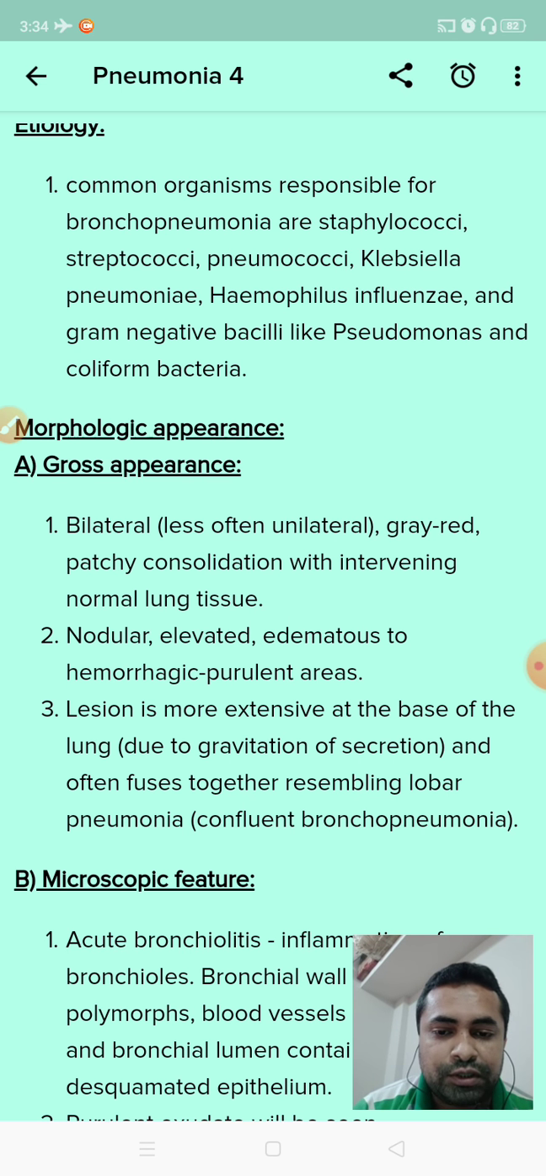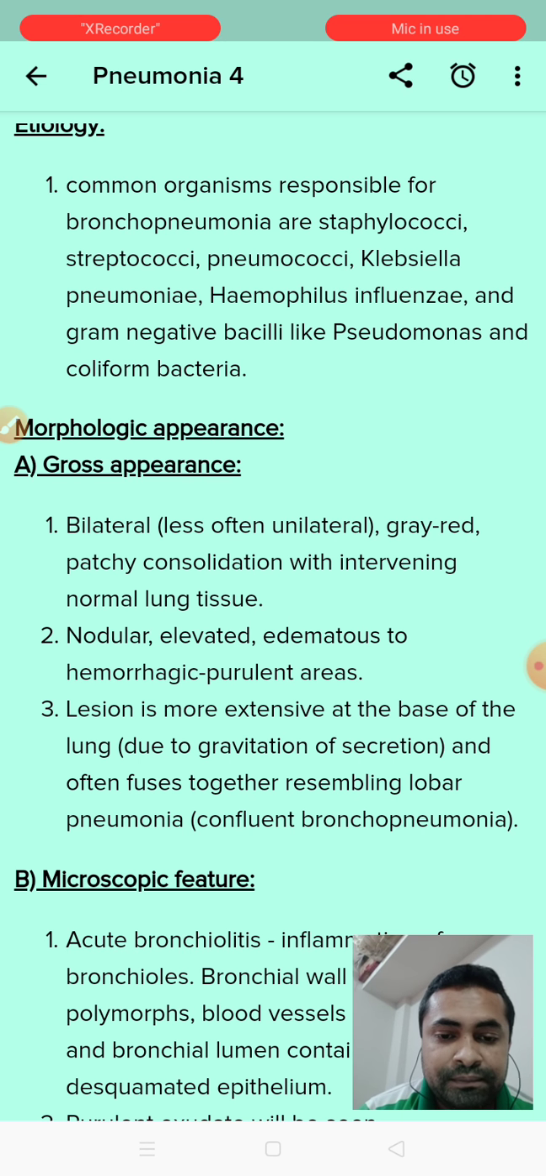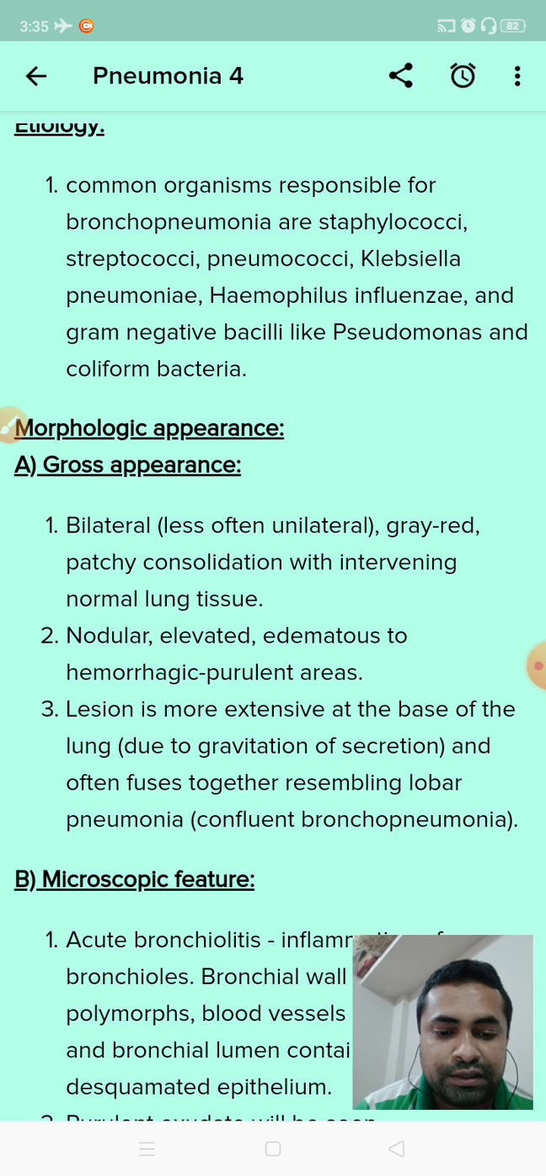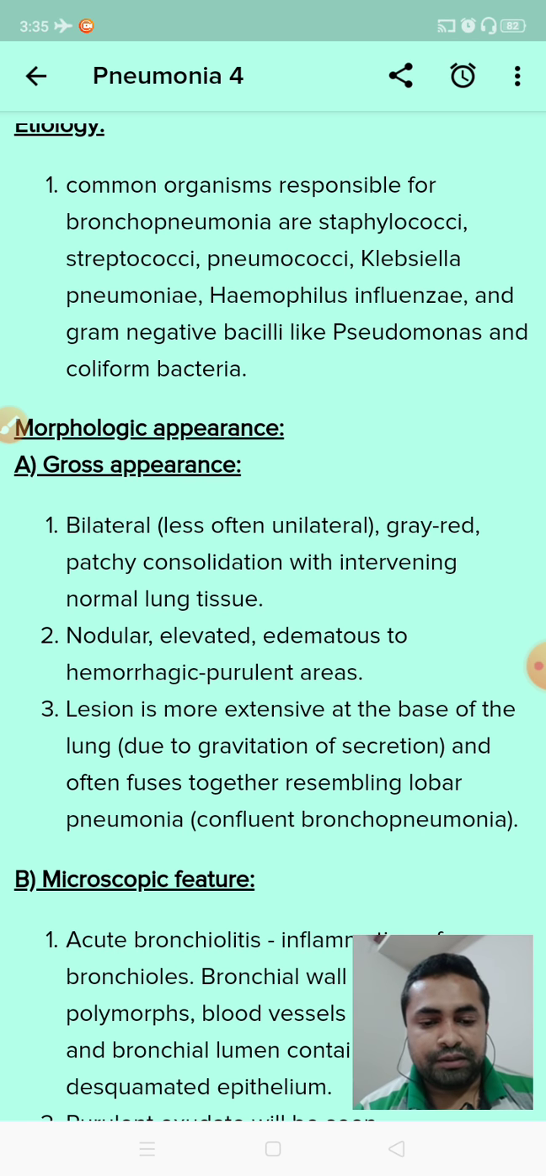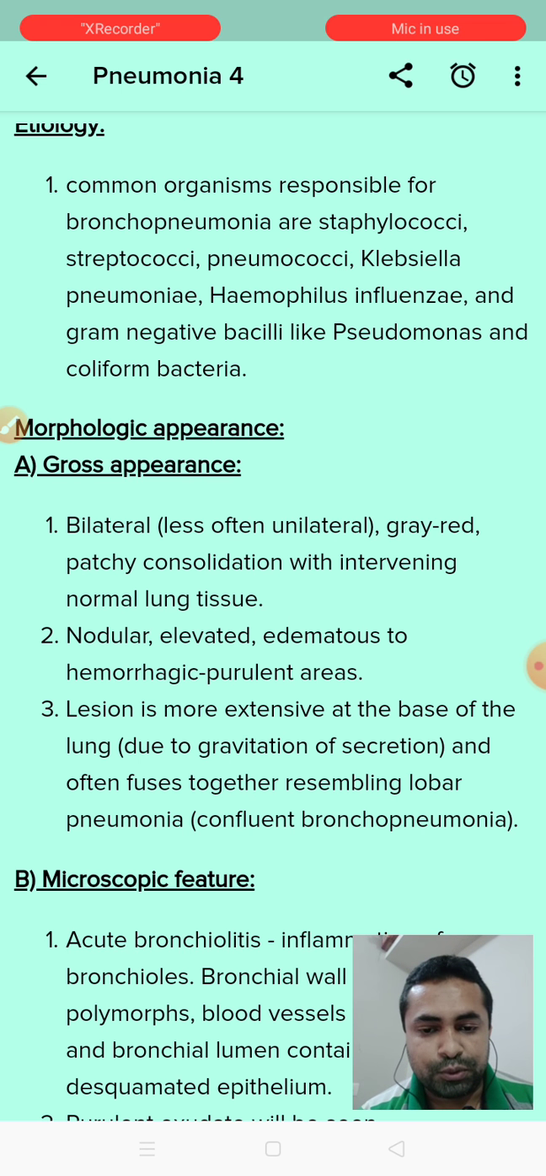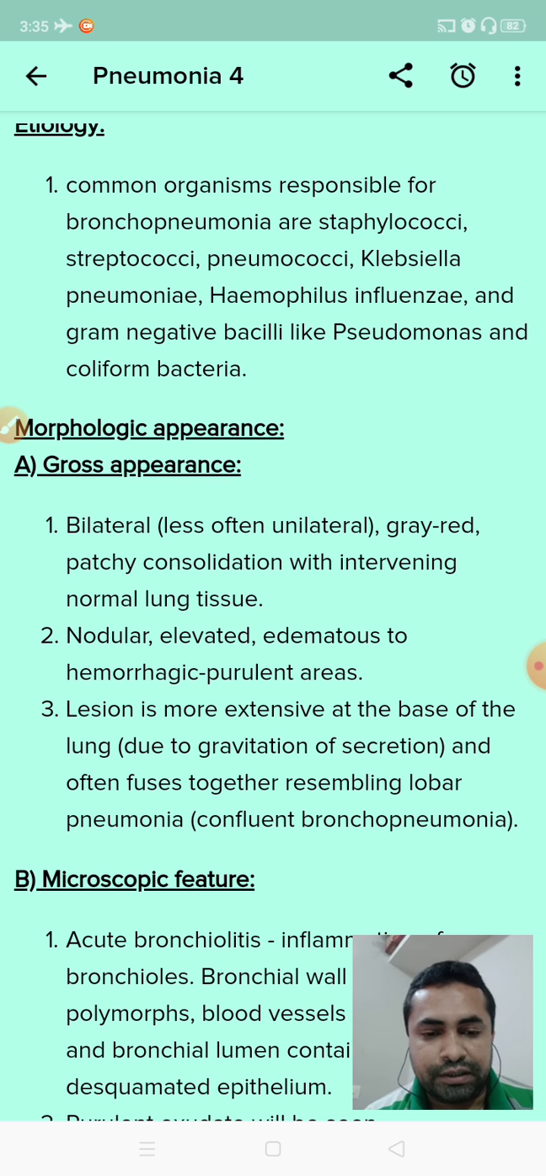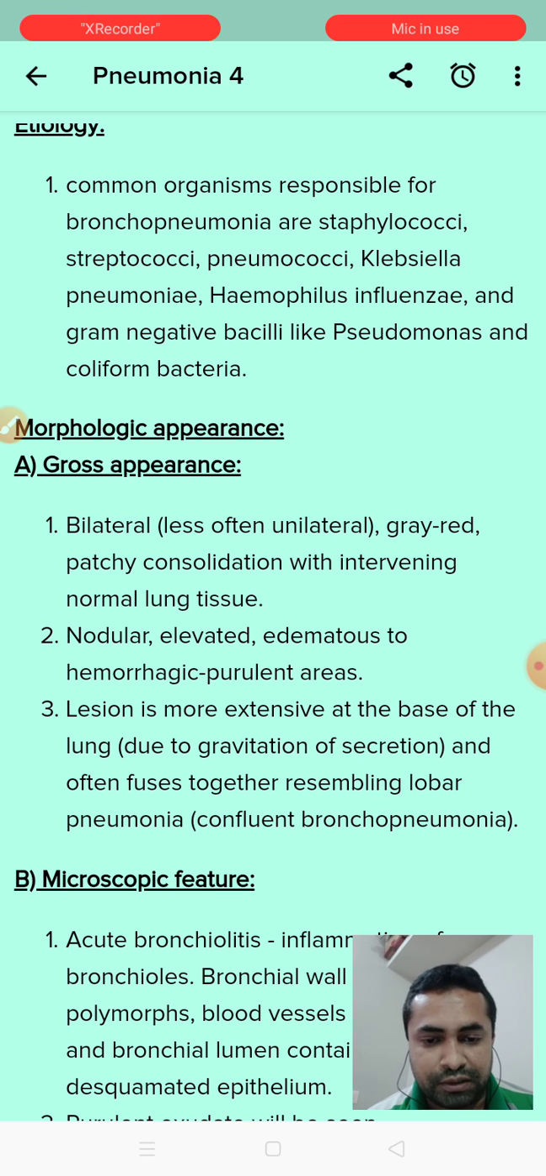So when you see the lung, you will see that most of the pus is at the base of the lung because of gravity. There are many patches, and these discharges and patches fuse together. As we know, in lobular pneumonia the intervening lung tissues are normal, some part abnormal and some part normal. But if there are many patches, they fuse together, and by naked eye it looks like the whole, complete lobe is involved. But in fact it is not the complete lobe that is involved. Different parts of the lobe are involved, but they have fused together.